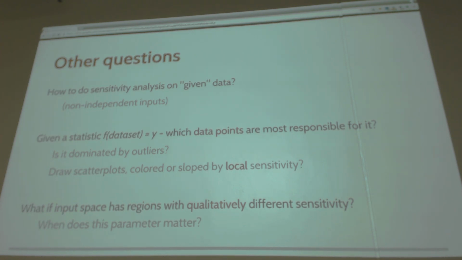So it would be interesting to have a way to quantify, to answer the question, why is the statistic 5? Which points are responsible for it? And for example, look at the points that are most responsible and see if these points are in any way representative of what I'm trying to analyze. And one final question is what to do if the input space has regions which have different sensitivity to a parameter. For example, what if parameter x matters at high levels of y, but it doesn't matter at low levels of y? I don't know of any methods that deal with this, but I think it's really important.